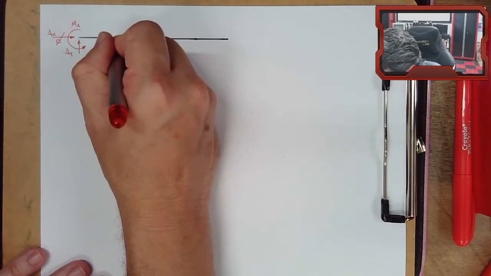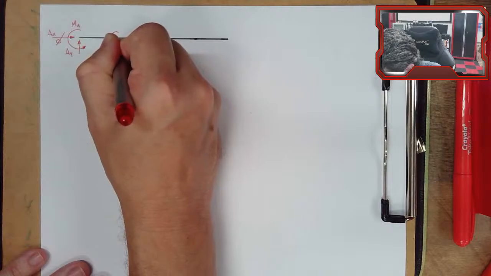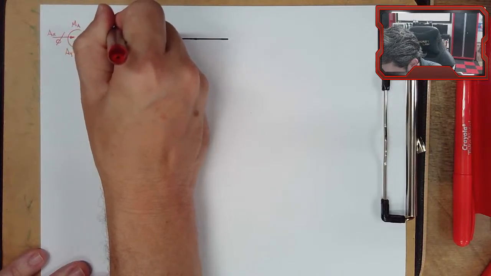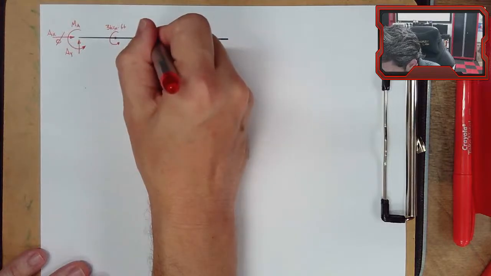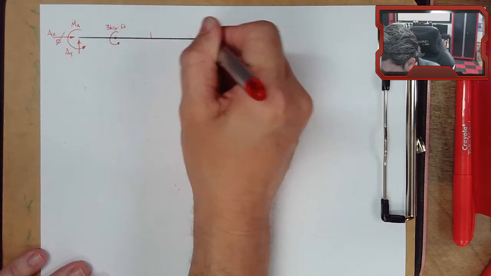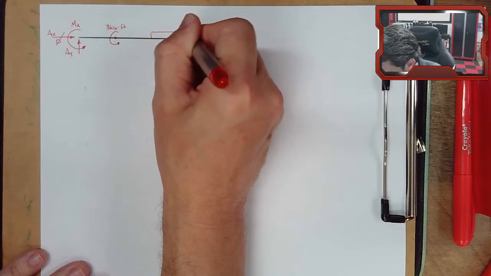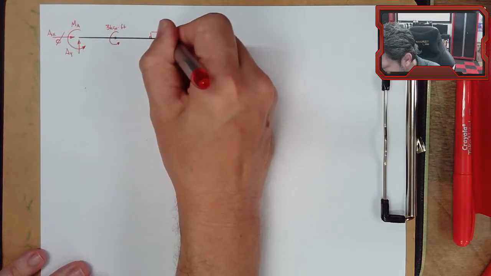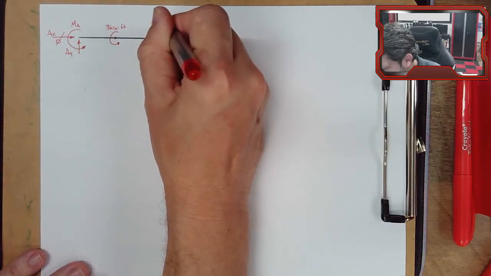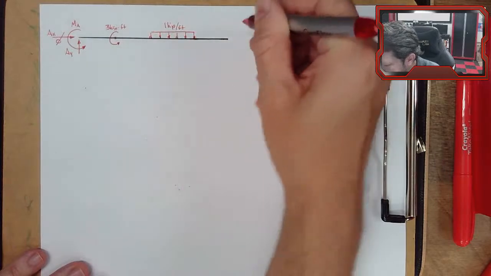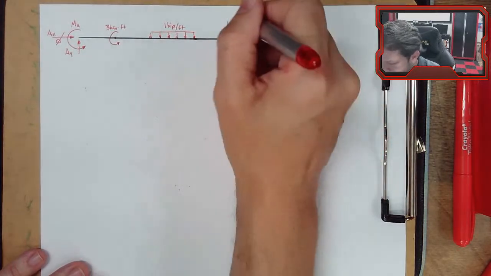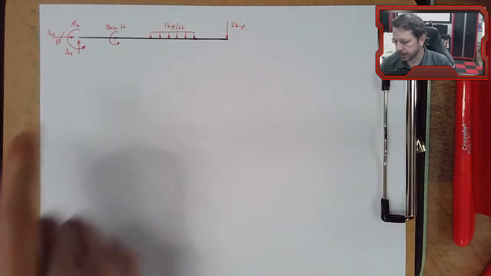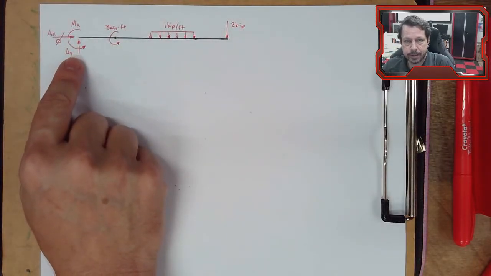All right, let's put another concentrated moment applied to the beam. This is going to be 3 kip feet. Let's put a distributed load. This one's going to be 1 kip per foot. And then let's put a point load at the very end of the cantilever, and let's make it 2 kips. Okay. So our only reactions are over here. We need to solve for this AY and MA.